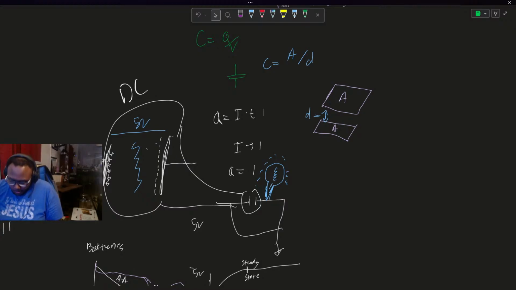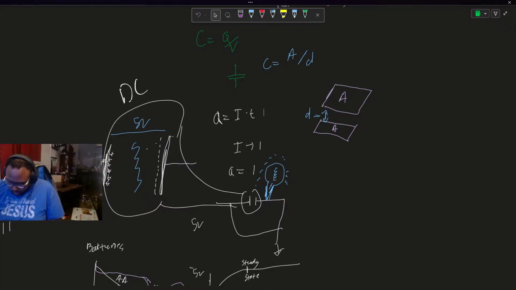Now, what's your question? Is it harder or easier to short circuit a DC or AC current? It depends.